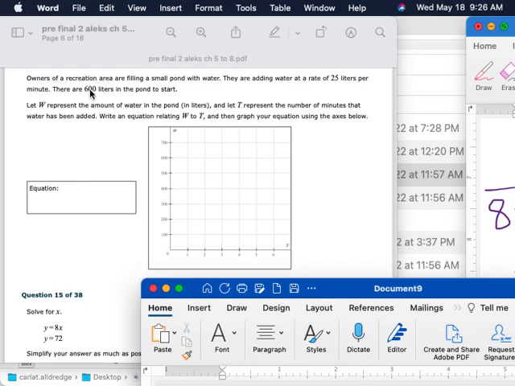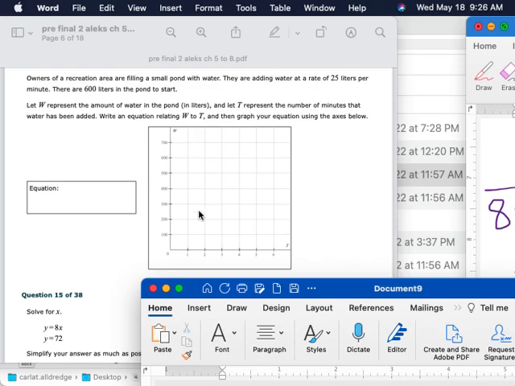Okay, owners of a recreation area are filling a small pond with water. They are adding water at a rate of 25 liters per minute. There are 600 liters in the pond to start. Let W represent the amount of water in the pond in liters, and let T represent the number of minutes that water has been added. Write an equation relating W to T, and then graph your equation using the axes below.